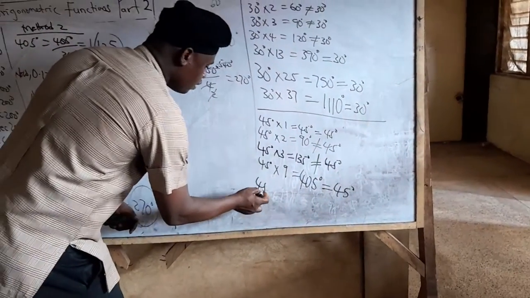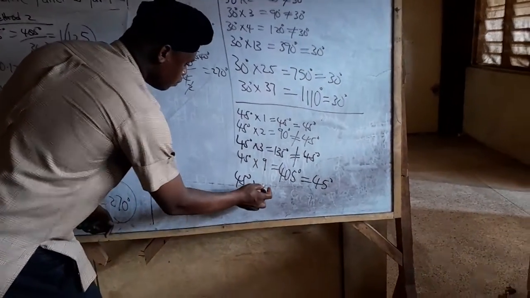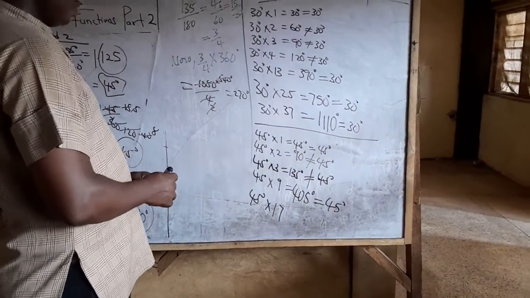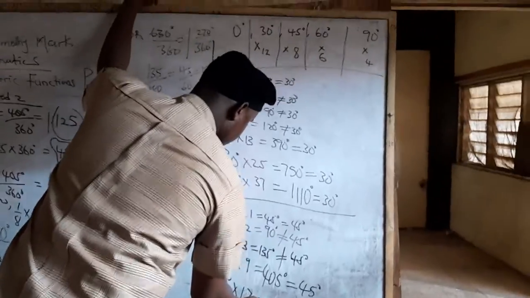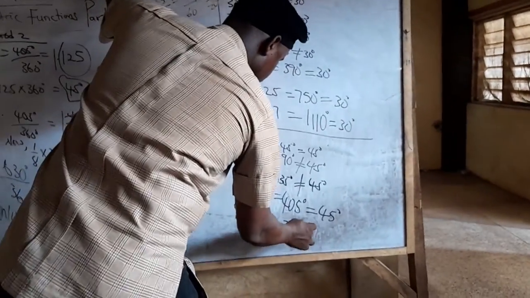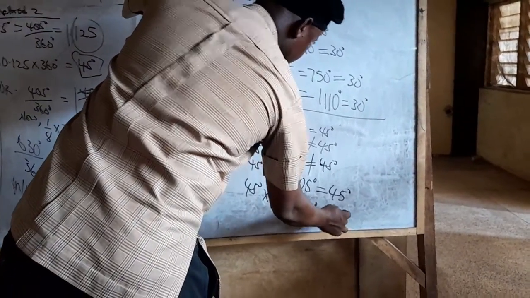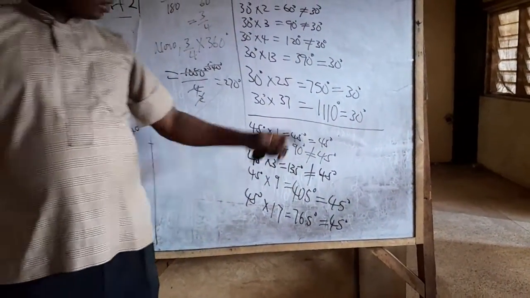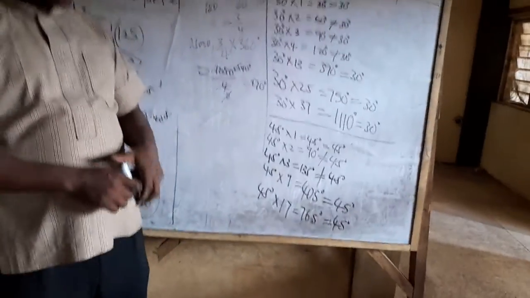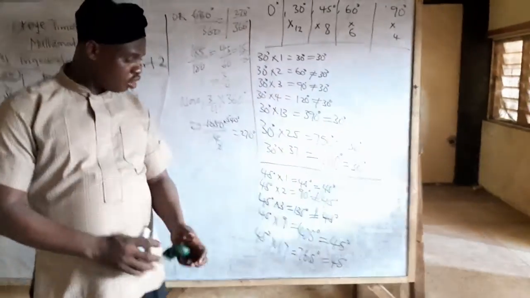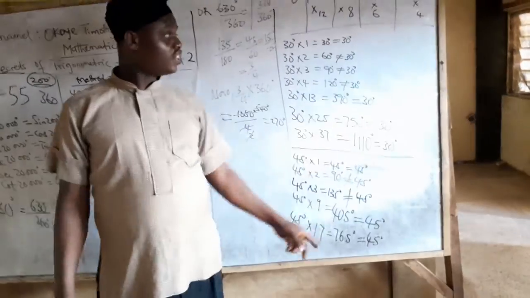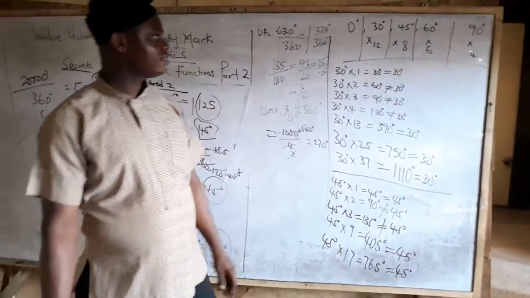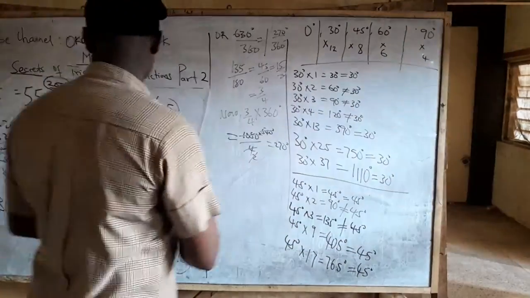So if I have 45 times 17, that will give you 765, and that is exactly 45 degrees. So sine 45 is sine 765, cos 45 is cos 765, and so on. So 45 degrees repeats itself in 8 intervals because 360 divided by 45 is 8. You now get to 360 degrees.